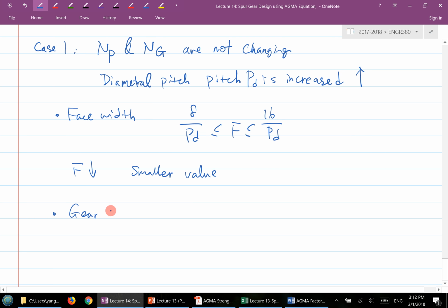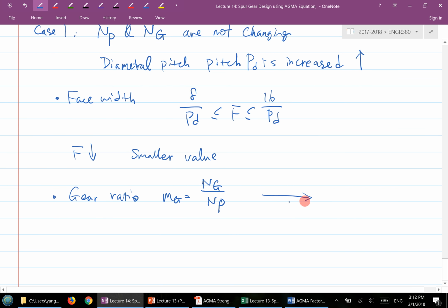And then what are other things? Let's look at the gear ratio. Gear ratio is the ratio between the number of teeth for the gear and number of teeth for the pinion. Now we're not changing them; they are being kept the same. So this one is not changed. Horizontal line, arrow representing no change. So no change here.